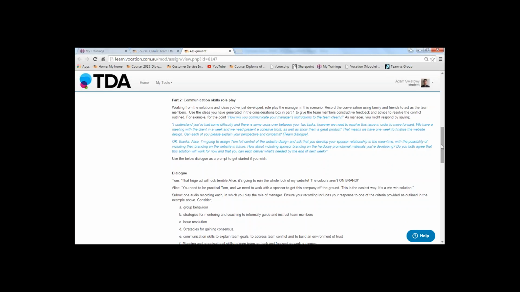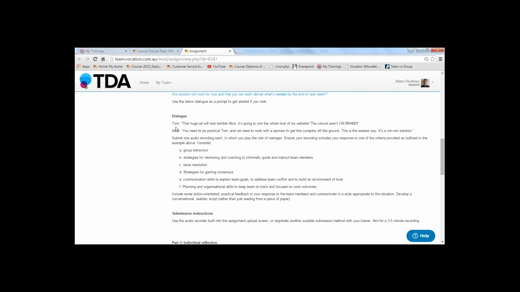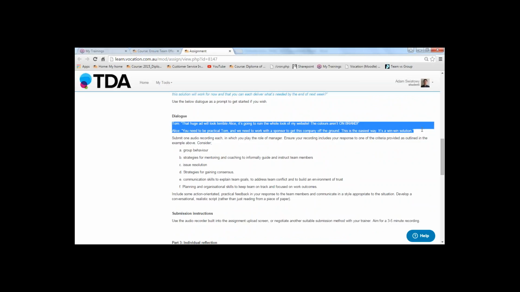And there's an example here. For example, for the point, how will you communicate your manager's instruction to the team? You've got an example of a response that you might use here. So there is some dialogue that can help you. If you're wanting to get started, you can use this dialogue.